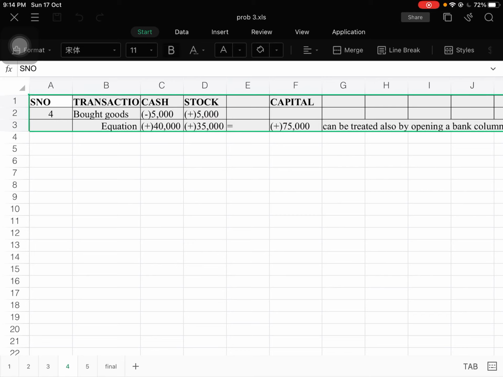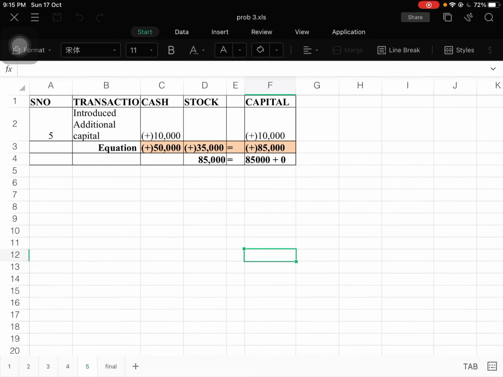Next is the transaction, bought goods. It just says bought goods, so it is understood that they are buying with the help of cash. So it will lead to an increase in an asset as well as a decrease in an asset. So minus from cash and add it to the stock, leaving capital with no change. Here we can see that this will be solved with the equation as plus 40,000, plus 35,000, equal to 75,000.